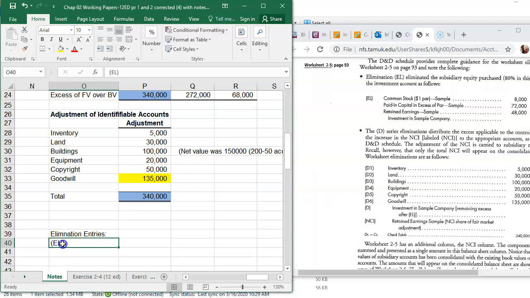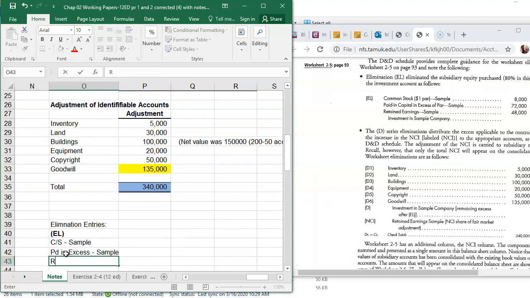On this first elimination entry, we're going to eliminate our share of Sample's common stock. So we're going to debit the equity section of Sample. We're going to debit common stock, paid in excess, and retained earnings. But we're only going to do our 80%. Sample's common stock had 10,000 in it. We're going to eliminate 80% of it.